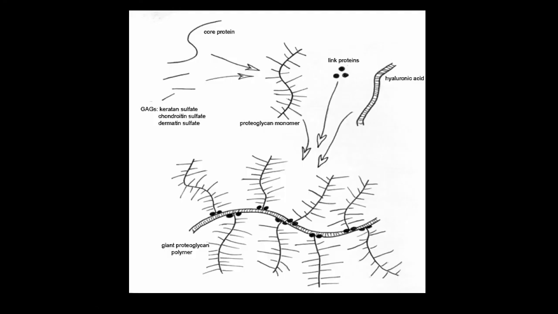This cartoon just gives you an idea of how the ground substance is assembled. So here is one of these core proteins, with various glycosaminoglycans. They come together to form a proteoglycan monomer. Notice this almost like a bottle brush type appearance of this monomer. Then along with link proteins that will bind these proteoglycan monomers to the hyaluronic acid, you get this giant proteoglycan polymer. Lots of negative charges around here. This gives the connective tissue some resistance to being compressed. It will help to hold a lot of water in the connective tissue.